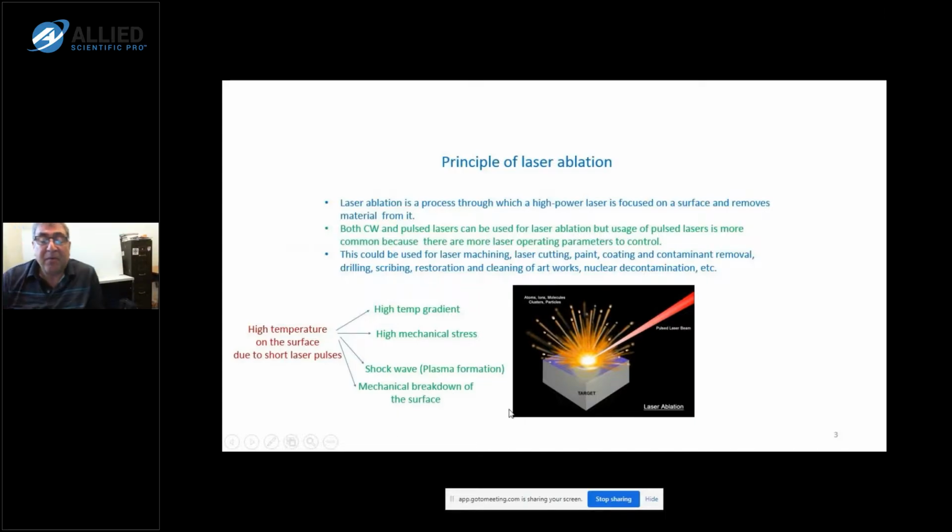So we would mostly talk about pulsed lasers because you could control their parameters much better than continuous wave lasers. For continuous wave, you only have the wavelength and the power, but for pulse lasers, you could control the pulse repetition rate, the pulse duration, energy per pulse, and so on. So we would mostly focus on the pulse lasers for ablation and cleaning.